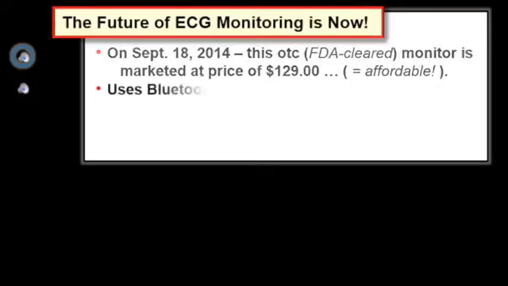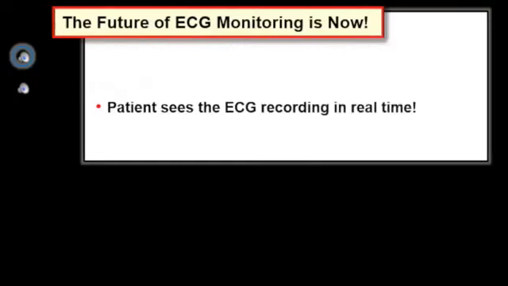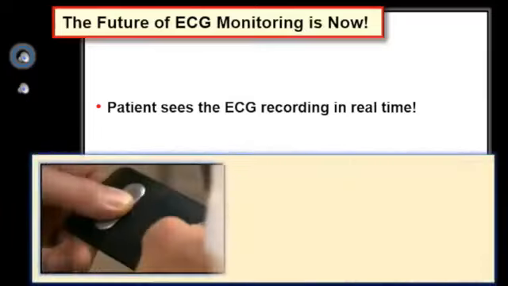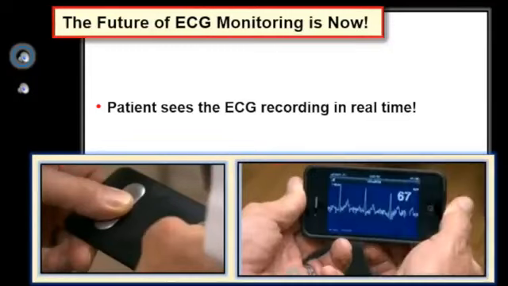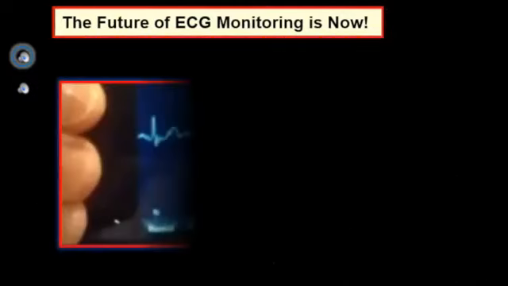AliveCor uses Bluetooth technology and attaches to an iPhone. The patient can view their own recording in the privacy of their home or in the doctor's office in real time. Here you see the electrodes attaching to the back of an iPhone. Touching the electrodes with the fingers of the left and right hand produces a true-time recording comparable to standard lead 1. The device stores data, which can be viewed at the patient's next visit or even emailed to the treating physician. Here's what the recording looks like.